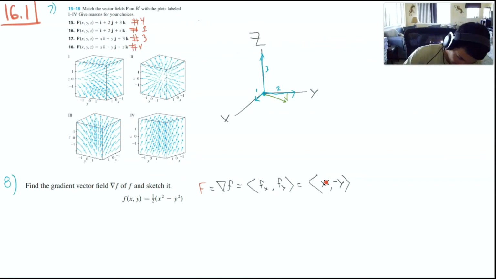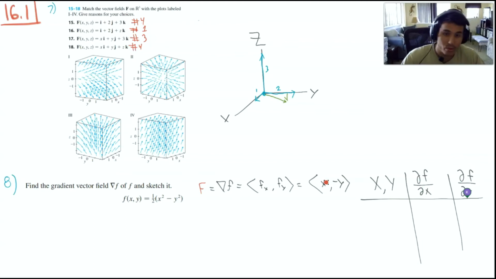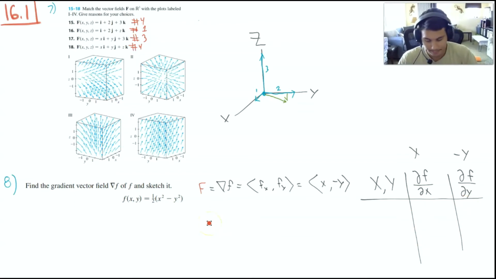I'm going to draw a table. x, y, and this will be df/dx, df/dy, which is just another way of writing f_x, f_y, and specifically, that is x and negative y. So you could also say that this is x and this is negative y. So whatever x and y is, we'll find their components here, and then we could graph our vector.